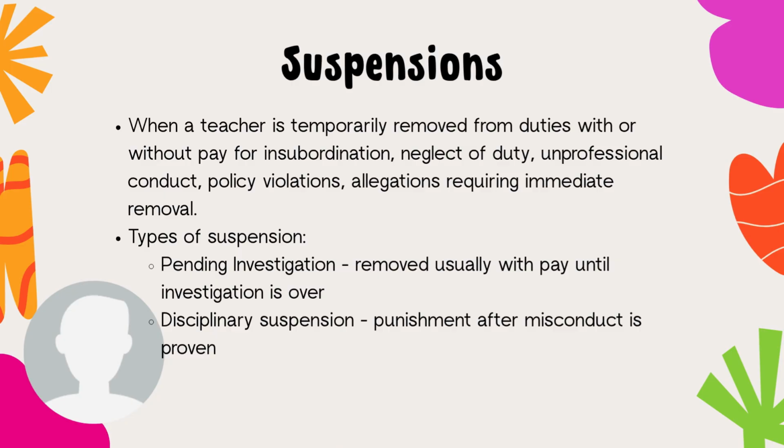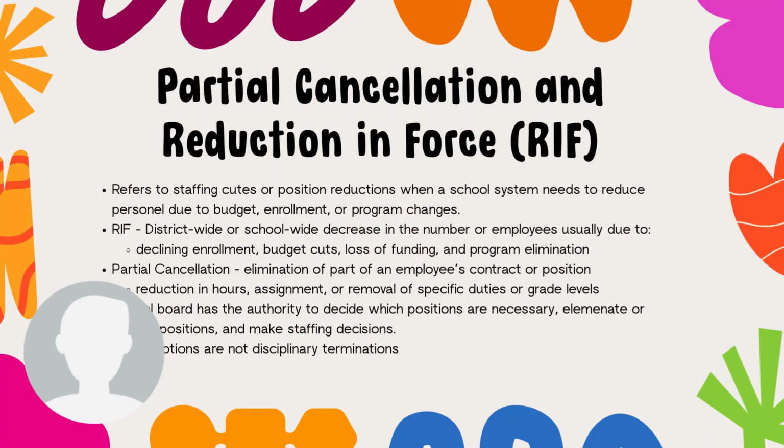And then disciplinary suspension is punishment after misconduct is proven. So if something is proved to be happening, the school system can decide to suspend that person for however long, and it is usually without pay. So partial cancellation and reduction in force, or RIF, refers to staffing cuts or position reductions when a school system needs to reduce personnel due to budget, enrollment, program changes. This is like getting units cut.